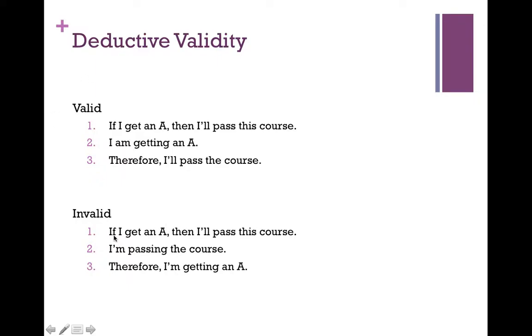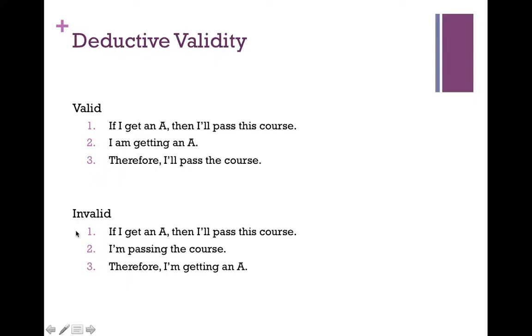So if I get an A, then I'll pass the class. Well, that seems just like a trivial truism. I'm passing the class. Well, maybe you're getting a B. Well, then the conclusion doesn't follow. The conclusion is not guaranteed with certainty. And so this argument will be invalid. The conclusion is not connected with the premises in the right conceptual way. And this is the mark of an invalid argument. Think of it like this: the premises true, true, conclusion possibly false.